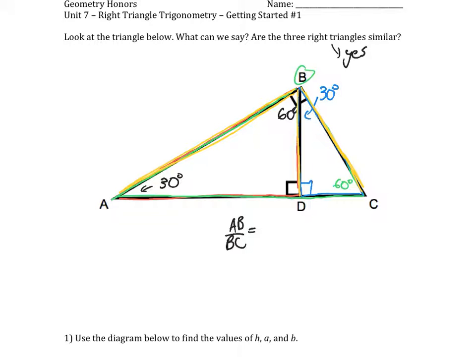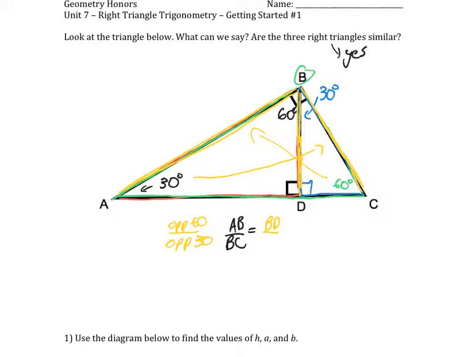Now, there's a lot of different ways you can compare it, okay? But AB, if we look at the big triangle, is the side opposite 60, and BC is the side opposite 30 in the big triangle. So we have opposite 60 over opposite 30, okay? So if I look at maybe the smaller triangle, what's the side opposite 60? The side opposite 60 in the smaller triangle is BD.